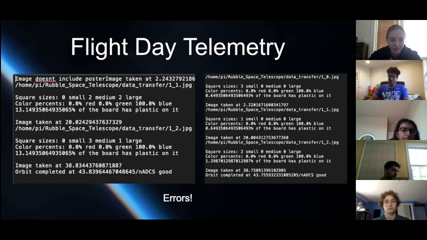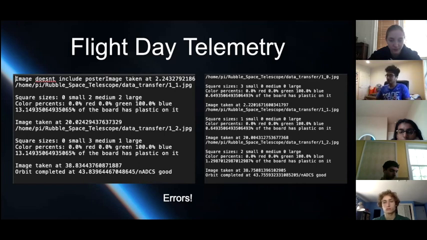As you can see in the first line on the left image, it says an image didn't include a poster image. That's actually an error that was determined by the IMU. One of the errors that we had is sometimes it would take images at the wrong spot, not over a poster board, because our inertial measurement unit had to determine when the CubeSat was over a poster, since we didn't know where the CubeSat would start. Sometimes it would have an error with its position just because of the accuracy of the sensor, and we would not be over an image.